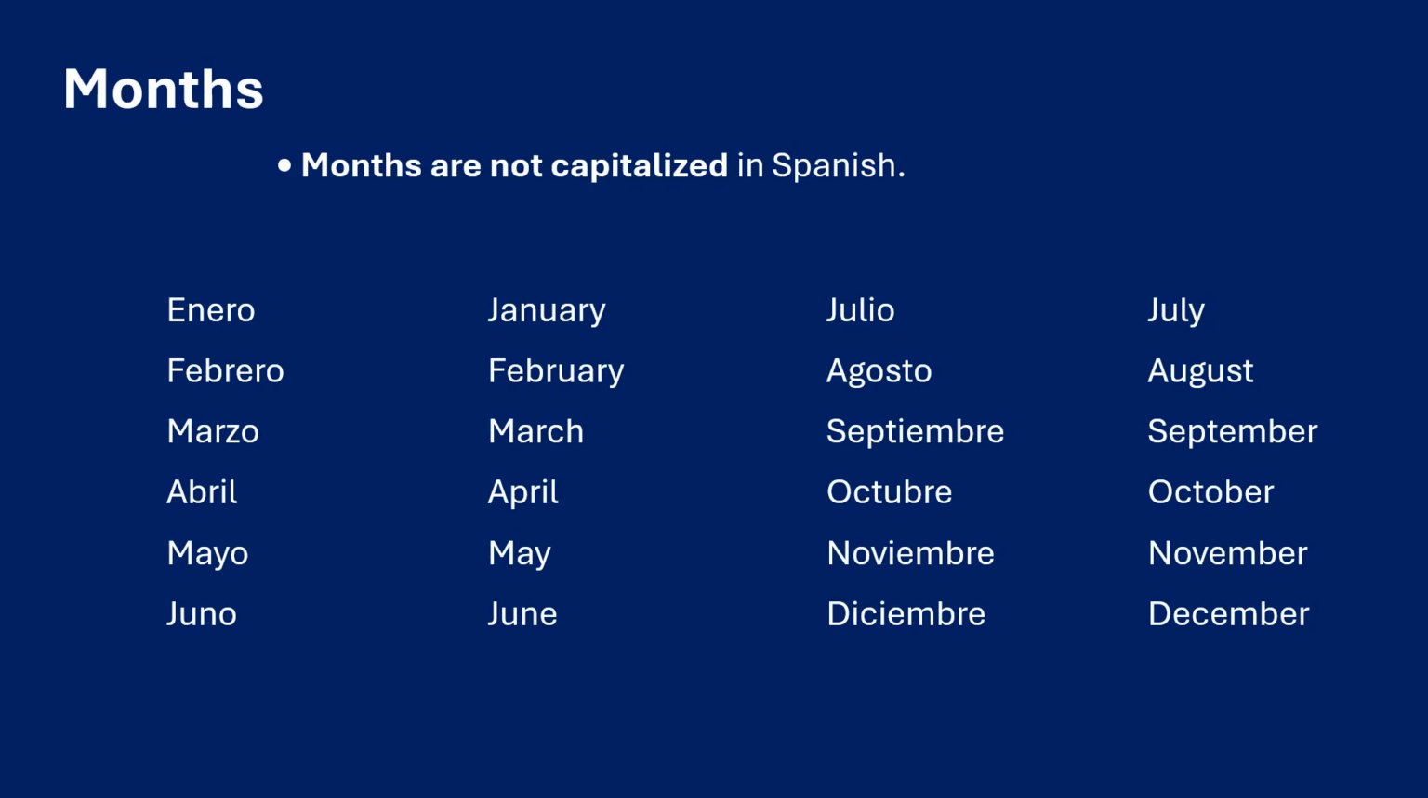Similarly to Spanish days, Spanish months are not capitalized. The months are January, enero, February, febrero, March, marzo, April, abril, May, mayo, June, junio, July, julio, August, agosto, September, septiembre, October, octubre, November, noviembre, and December, diciembre.